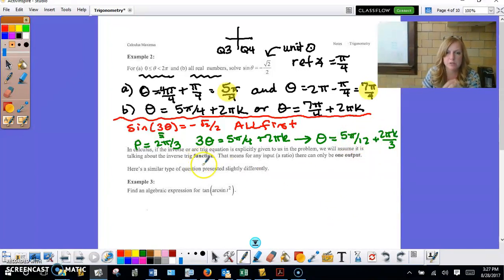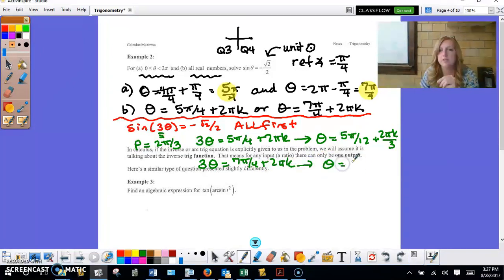And then I would also, I'm just going to write over top here, you would do the other equation, 7 pi over 4 plus 2 pi k, and then solve that for theta, and we would get 7 pi over 12 plus 2 pi k over 3. Now, the next thing, that's all solutions, all.